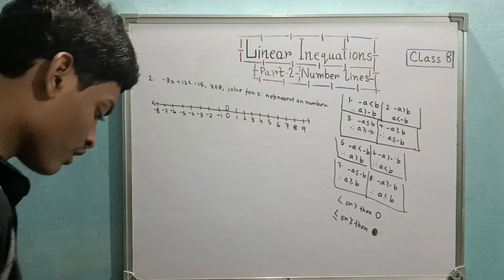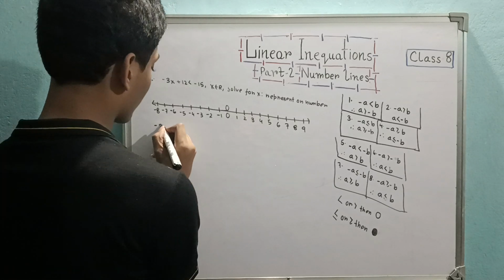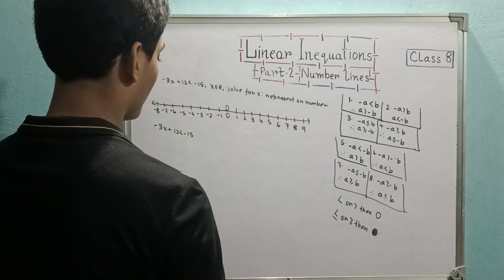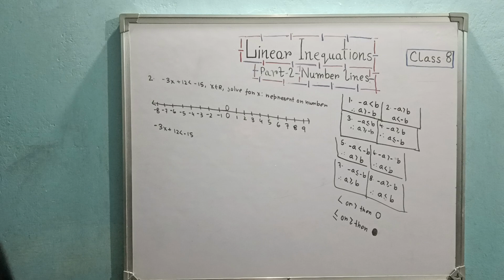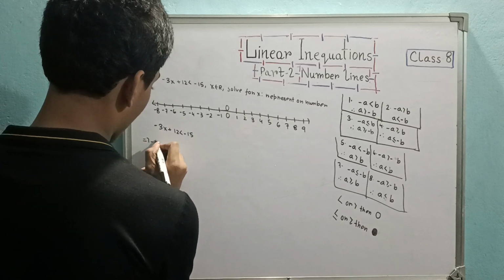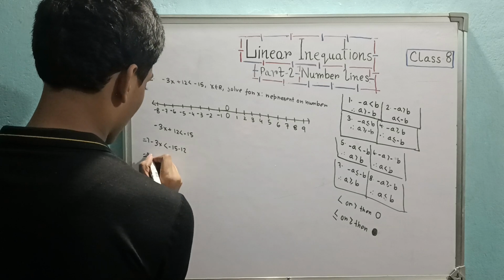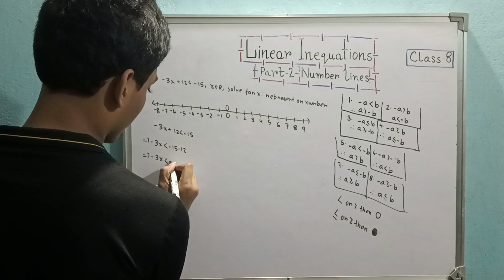Now let us solve this equation given to us. Minus 3x plus 12 less than minus 15. If I shift this 12 to that side, it becomes minus 12, so minus 3x less than minus 15 minus 12, or minus 3x less than minus 27.